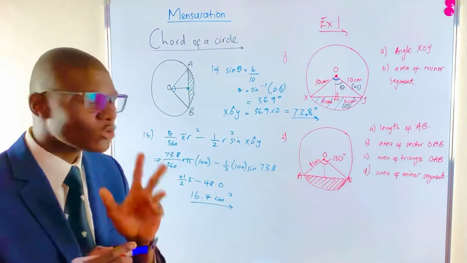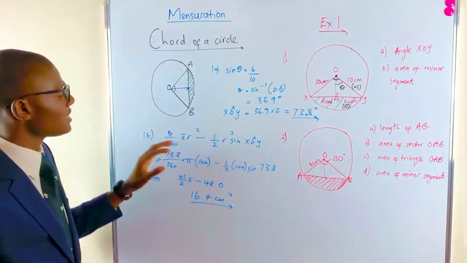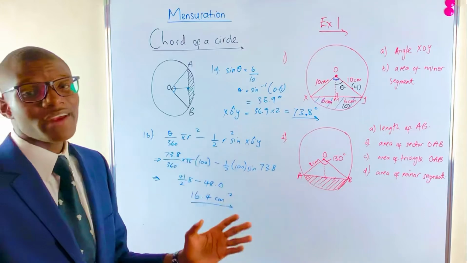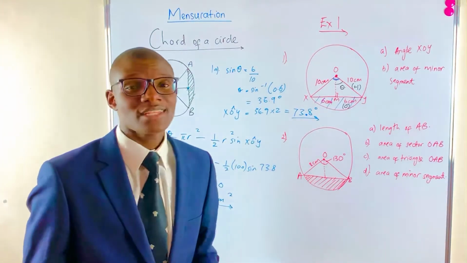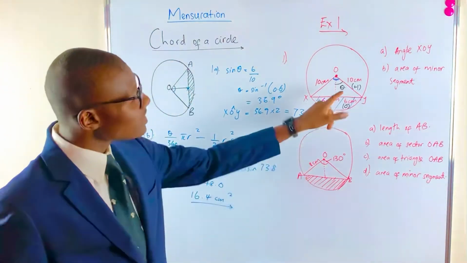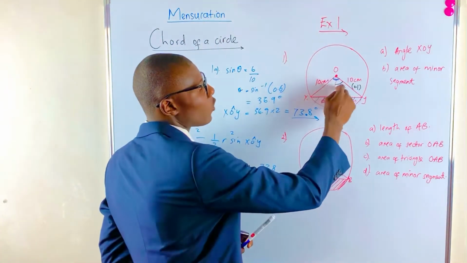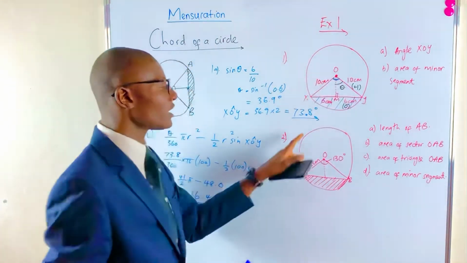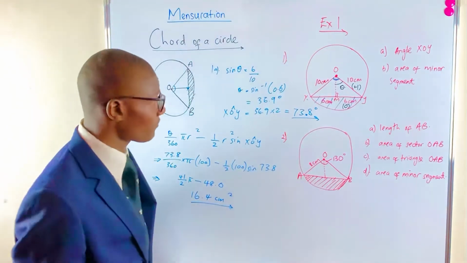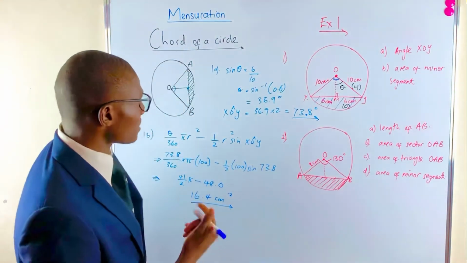And please take note that theta over 360 pi r squared is the formula that we use for finding the sector area. So in this case, our theta for this sector is the whole of this angle, which we calculated to be 73.8. Yes, so that's how we do that.